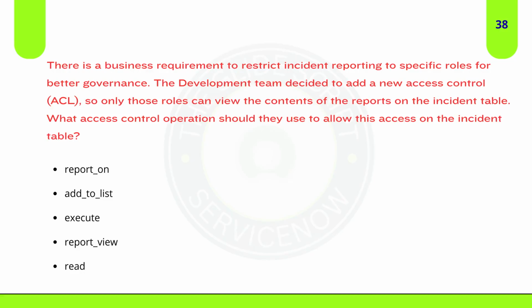Next, it's also a scenario based question. There is a business requirement to restrict incident reporting to specific roles for better governance. The development team decided to add a new ACL, so only those roles can view the content of the reports on the incident table. What access control operations should they use to allow this access on the incident table? We already saw earlier in the question report view. You can secure access and view the reports in the dashboard using the improved report view access control list ACL. Okay, the option number 4th is the correct one.